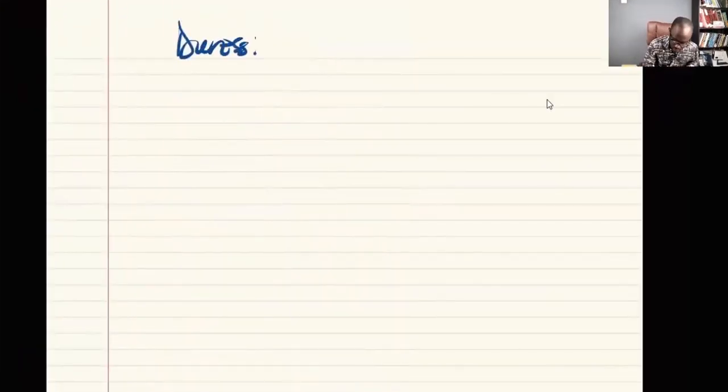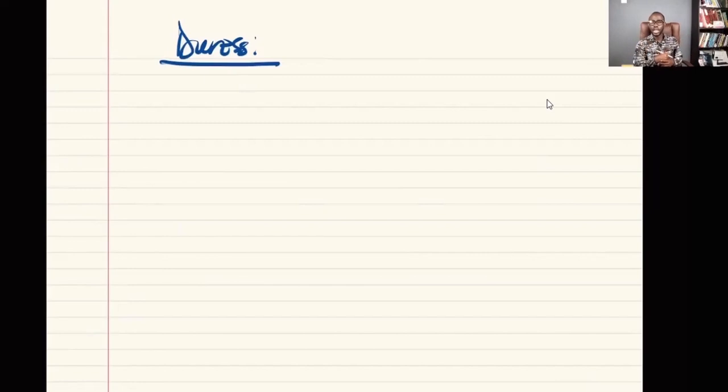Duress. Remember, we emphasize the fact that one key element of a valid contract is that the contract must be entered into willfully, without force. In other words, for a contract to be valid in the court, the parties to the contract must have entered into the contract willfully, on their own accord. They've read the documents, they've heard everything, and they entered into the contract.